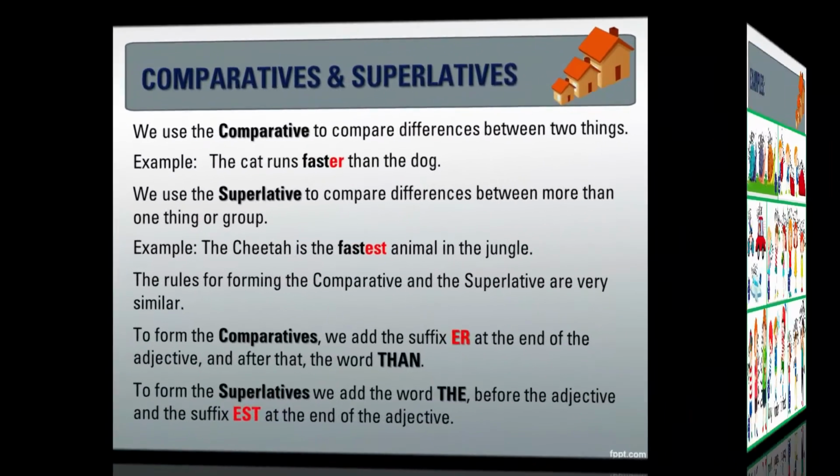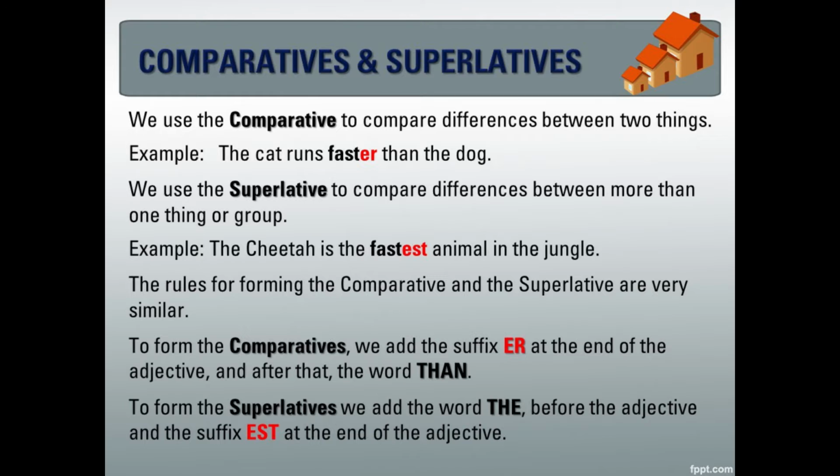Comparatives and superlatives. We use the comparative to compare differences between two things. Example. The cat runs faster than the dog. We use the superlative to compare differences between more than one thing or group. Example. The cheetah is the fastest animal in the jungle.